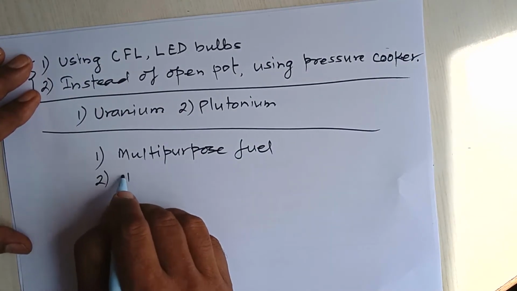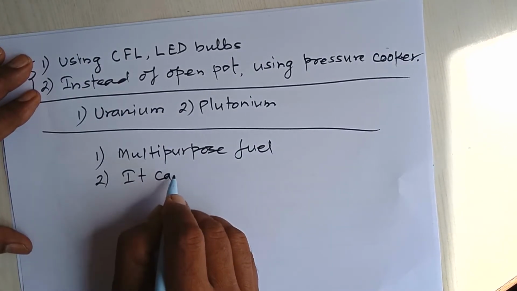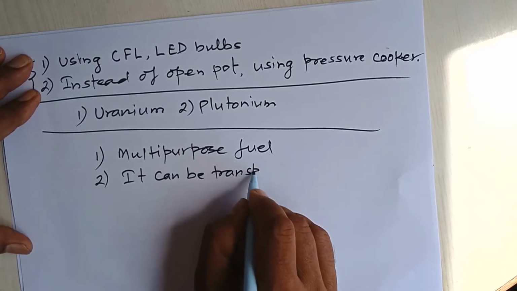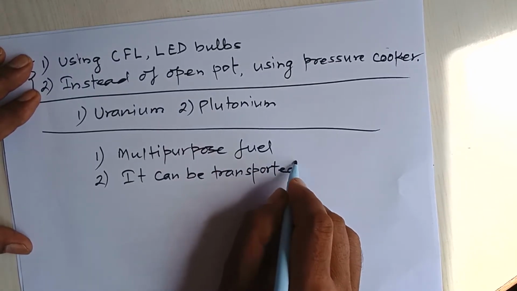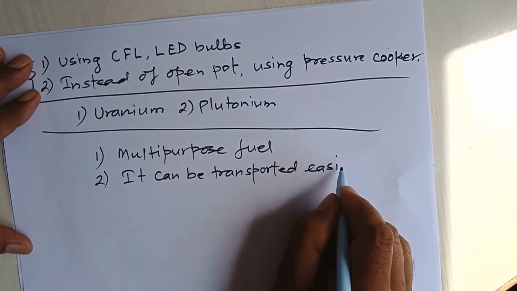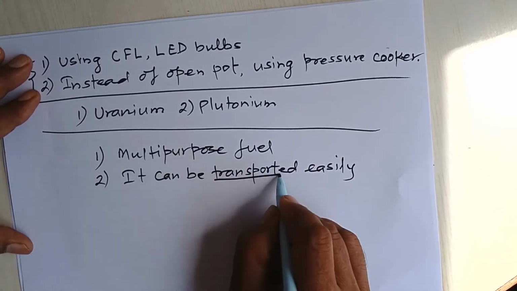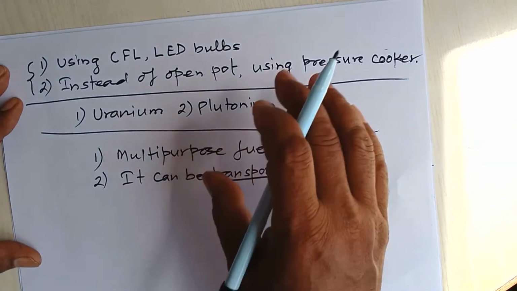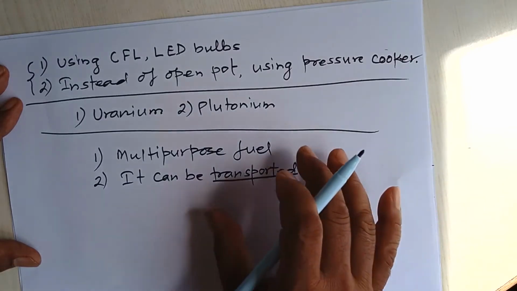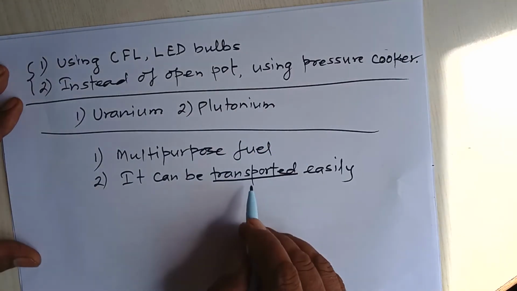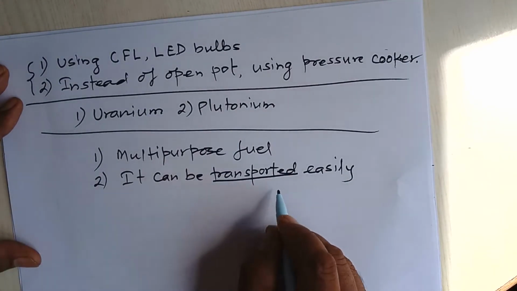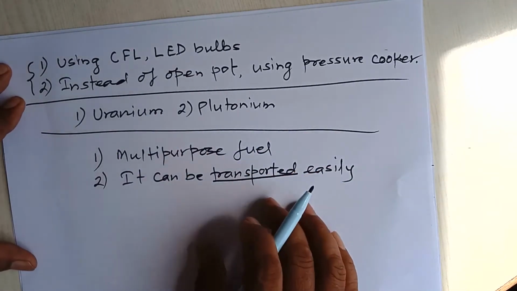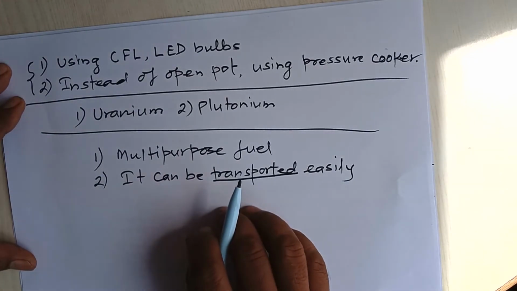And it can be transported easily. Now, what does transported easily mean? If we have to transport petrol from one country to another country, we can transport it through a pipeline also. This is an easy way of transportation. Just by pumping, it can be transported from one country to another country.